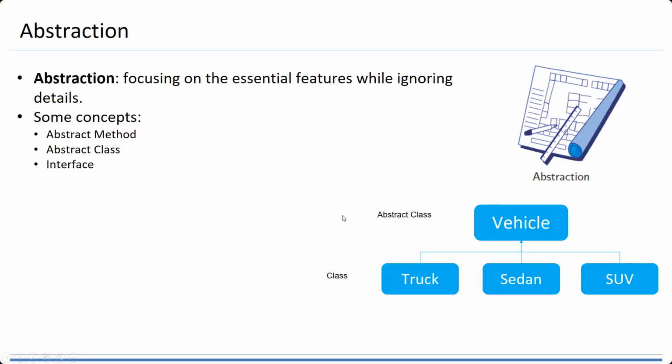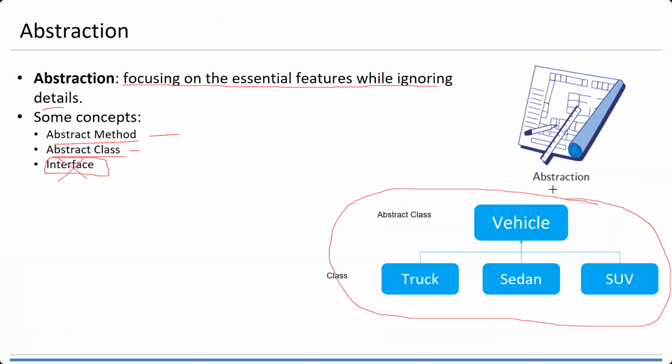Abstraction. What is abstraction? We call it abstraction when you want to focus on the essential features while ignoring the details. Whenever we work with algorithms later on, we will use this abstract method. We call it the abstract class, and sometimes we call it interface. But I will not explain the interface because it is a bit complicated. You will see the abstract class more than the other, and maybe sometimes I will also explain the abstract method. This is an example of the abstract class.